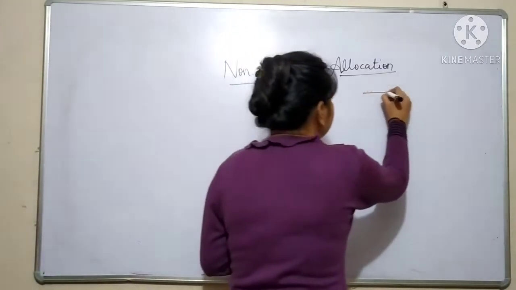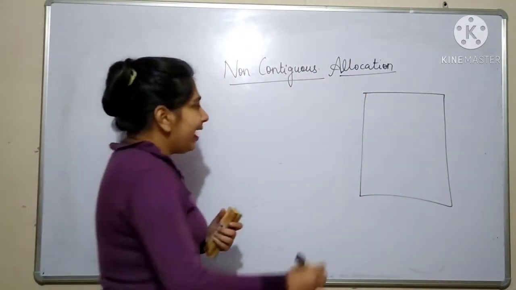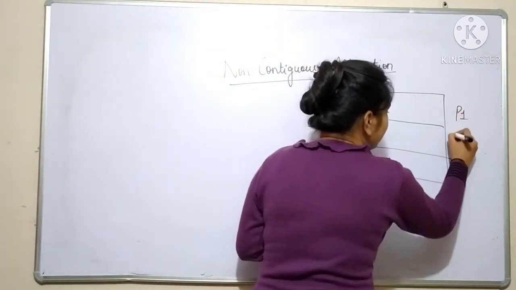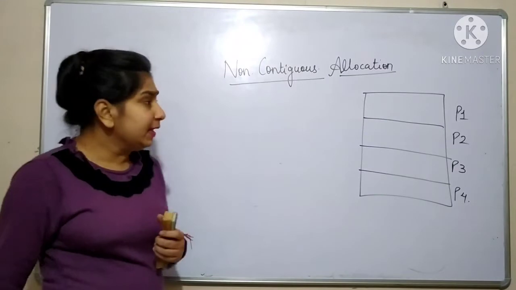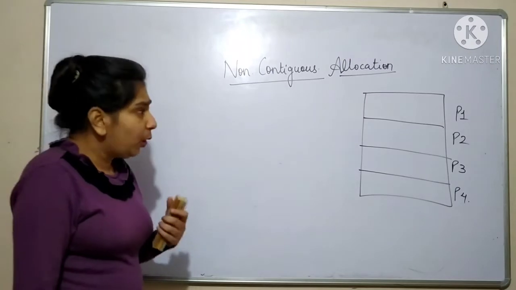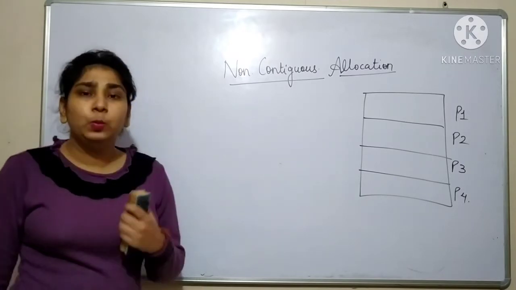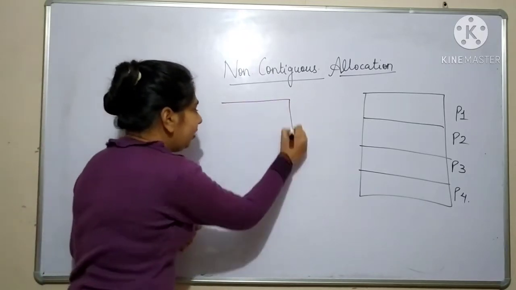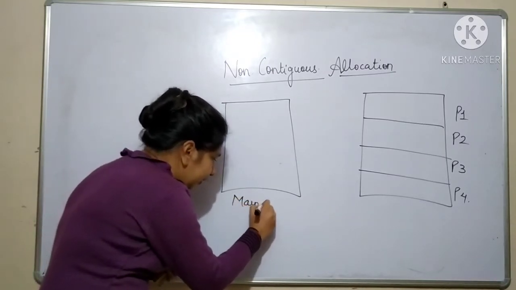Let's suppose this is the hard disk. We are having a hard disk and I am having 4 processes present in the hard disk: process P1, P2, P3 and P4. So, what is the meaning of non-contiguous? The non-contiguous concept is basically used when we want many processes to be present in main memory. This is my main memory.